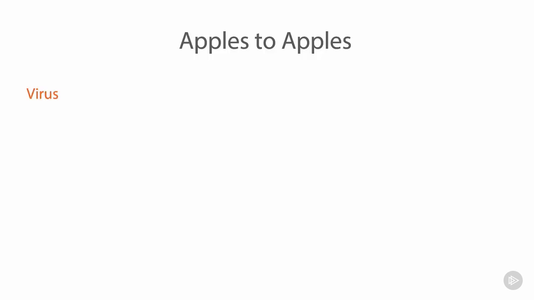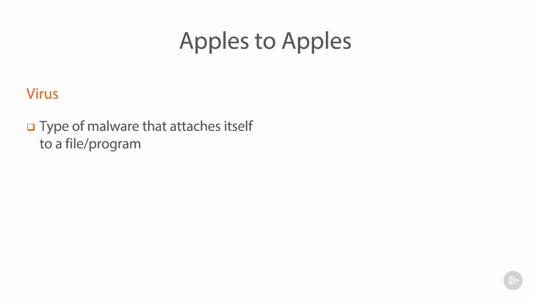When it comes to a virus, what you need to understand is that a virus is simply, again, as we said, a piece of malware, but it's designed to execute. And when it executes, it likes to associate or attach itself to a file or a program. Now, those files and programs could be almost any file or program.